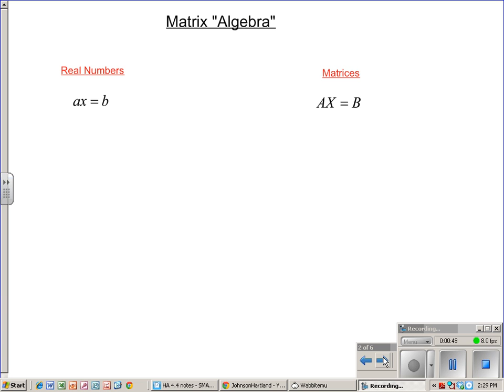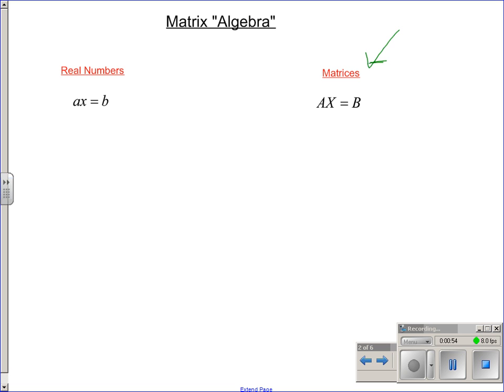All right, the idea of a matrix equation. That is a matrix equation: AX equals B. I'll explain what the A and the X and the B represent in a little bit. But here's the idea of matrix equations and how to solve them and how we're going to use them.